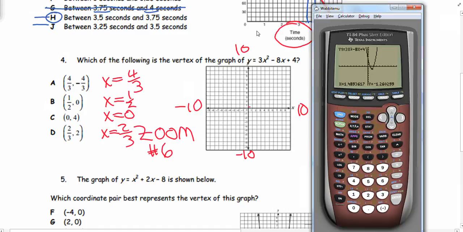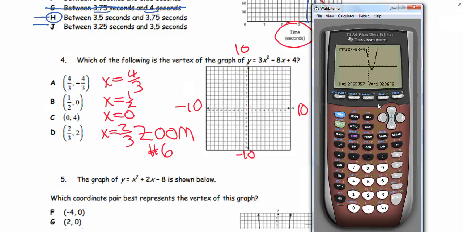So let's go back here and get our calculator going again. I hit trace, and I'm going to type in 4/3. 4 divided by 3, and hit enter. And it looks like it's pretty darn close to the vertex, right? See how the spider went right to the minimum point? It's probably going to be my answer, but let's just try 1/2.